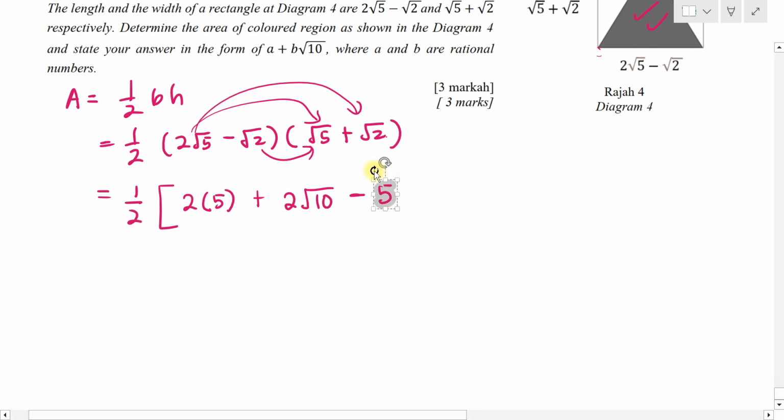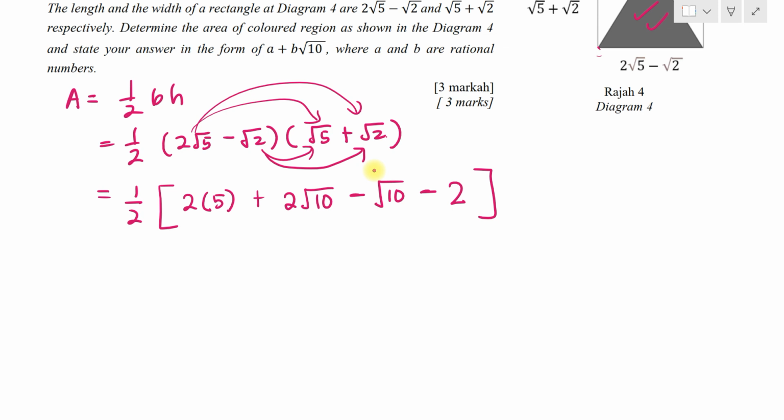Surd 5 and surd 2, why do I keep making mistakes? Okay. Surd 5 times surd 2 is surd 10. And then surd 2 multiply surd 2, so negative. Surd 2 and surd 2 will become 2 only. Okay, so what will be the answer? Let us check. 1 over 2. 2 times 5 is 10. 10 minus 2 is 8. 2 minus 1. 2 minus 1 is 1. Surd 10.